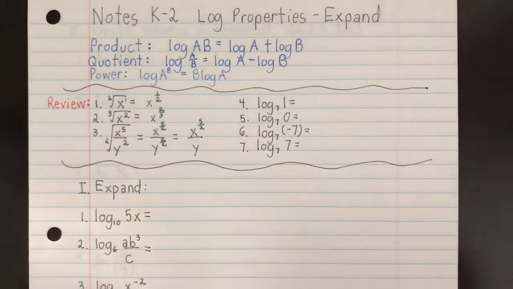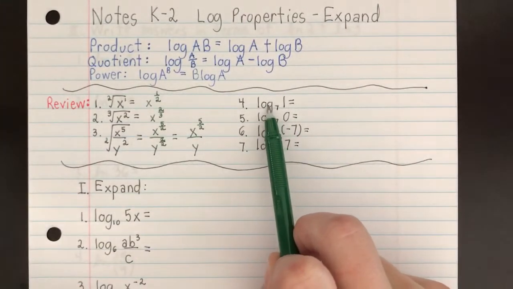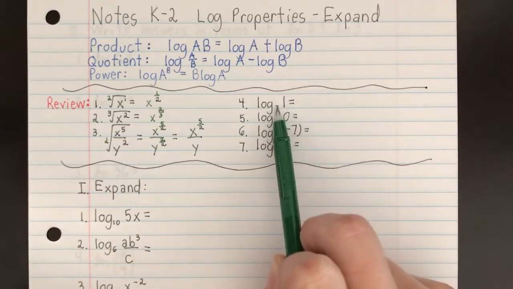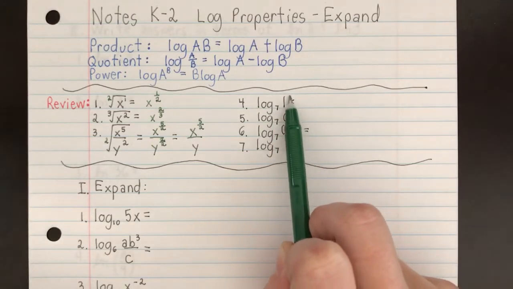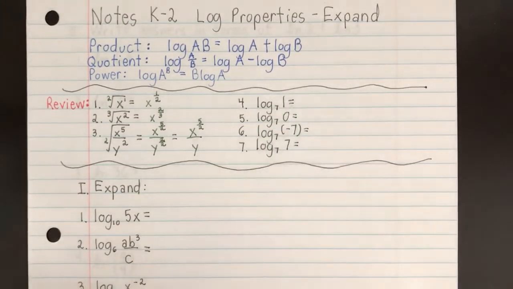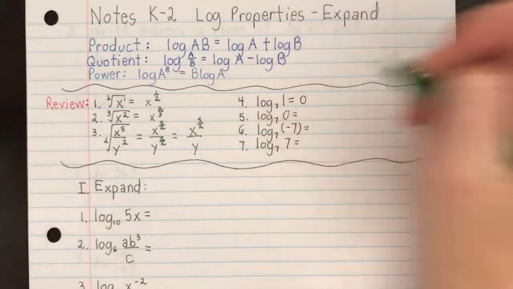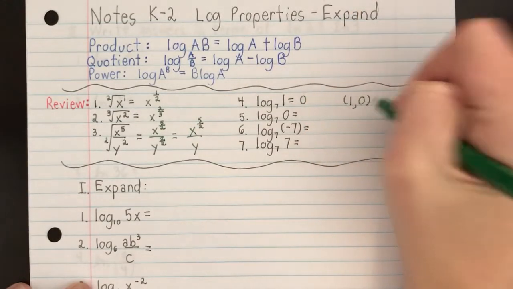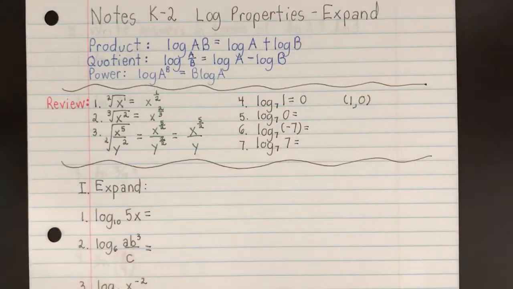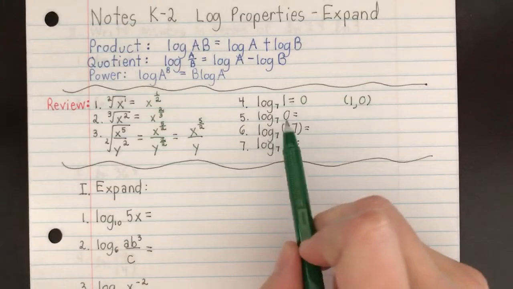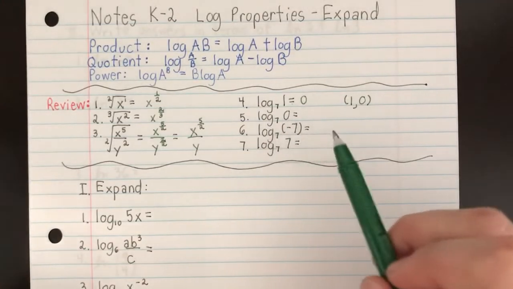Also let's recall that log base 7 of 1 means, if you're converting, 7 to what power equals 1? Well, 7 to the 0 power equals 1. Remember from our graph that the coordinate (1, 0) is on every log no matter what the base. Okay, log base 7 of 0, again, think about the graph.